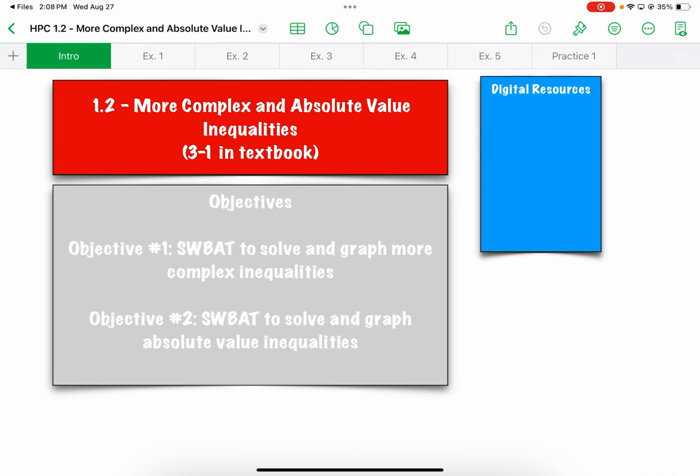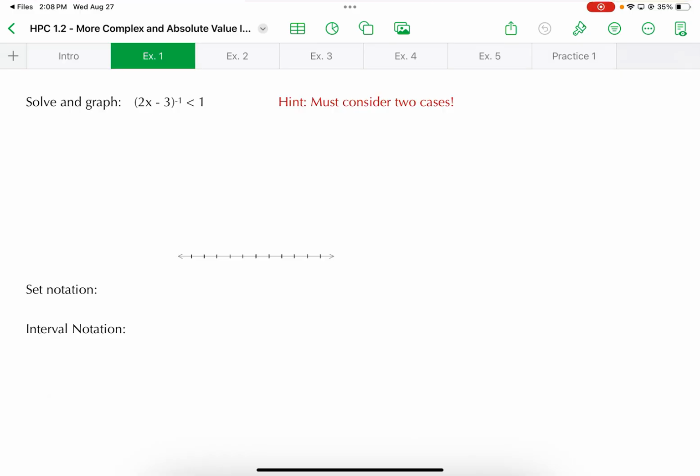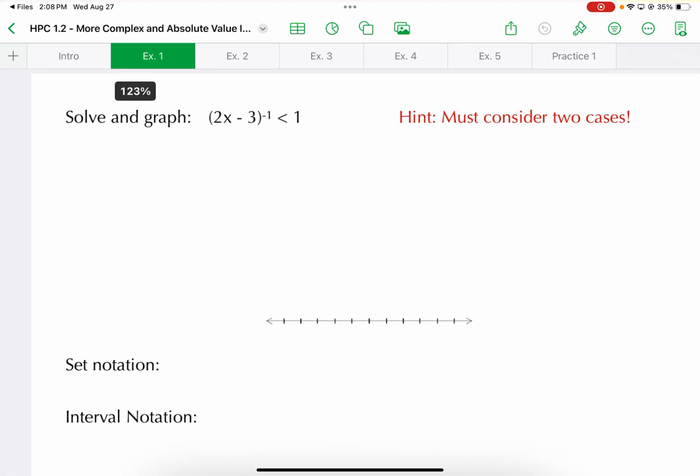Okay, so today we're looking at solving some more complex inequalities. The first couple examples are going to require some different cases be used to solve the inequalities. And then the third, fourth, and fifth examples, we're going to be looking at some absolute value inequalities, which probably will be some review from your Algebra 2 course, okay? So let's go to example 1 here.